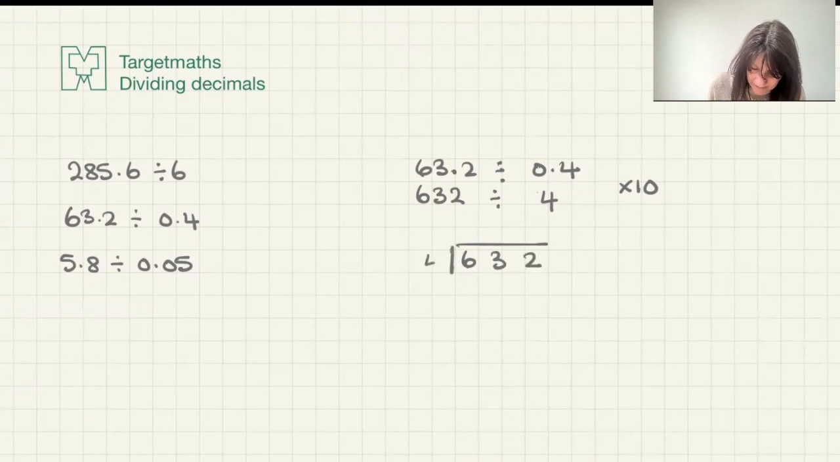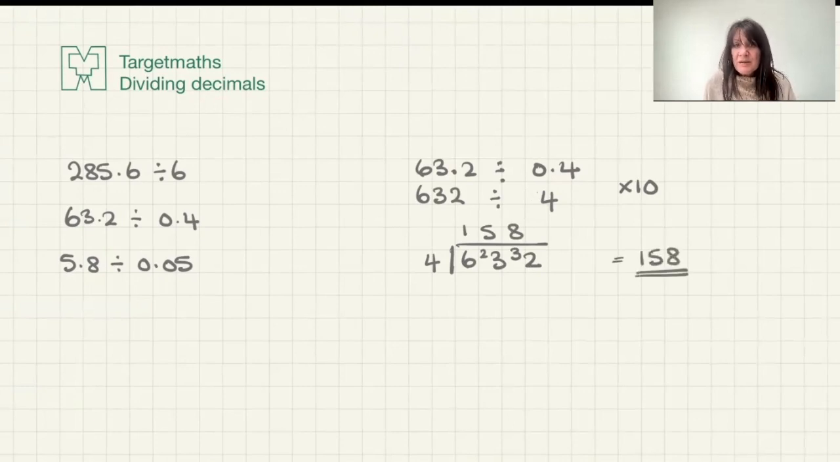And we're going to do the normal bus stop. 4s into 6 go 1, remainder 2. 4s into 23 go 5, remainder 3. And 4s into 32 go 8. So the answer is 158.